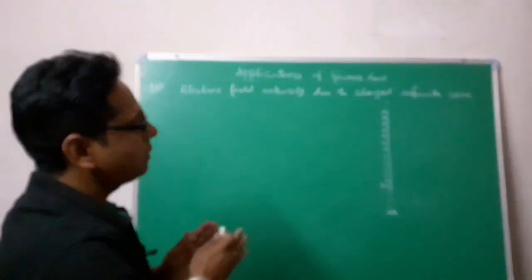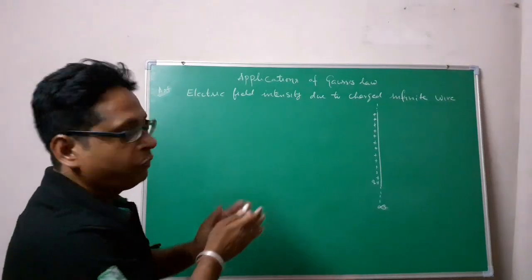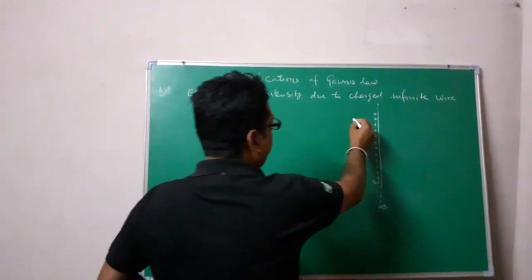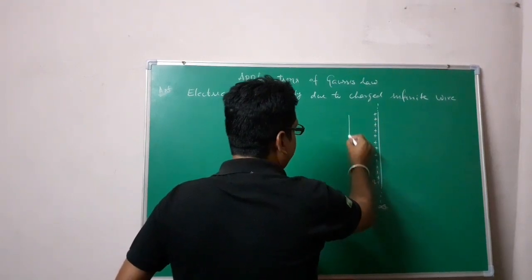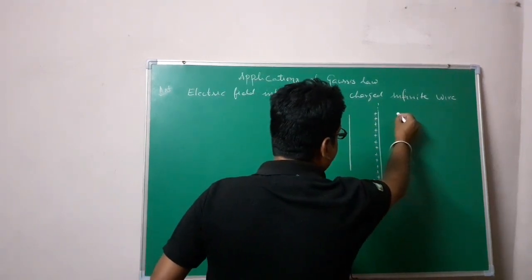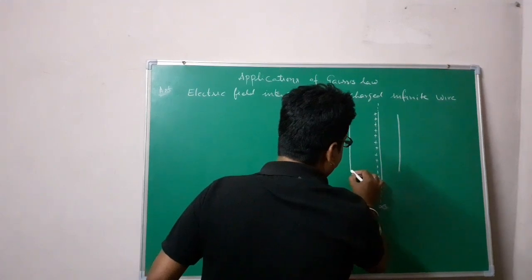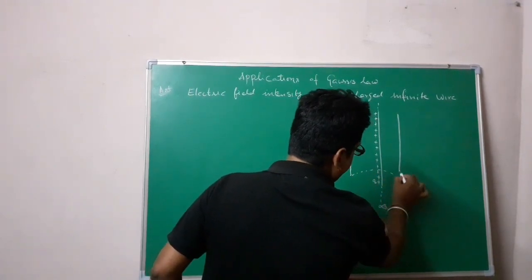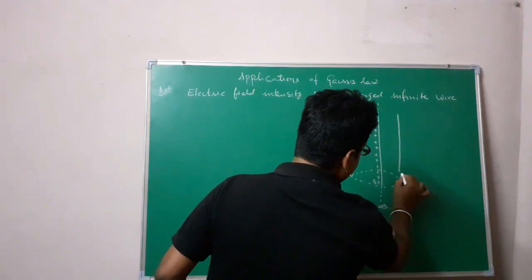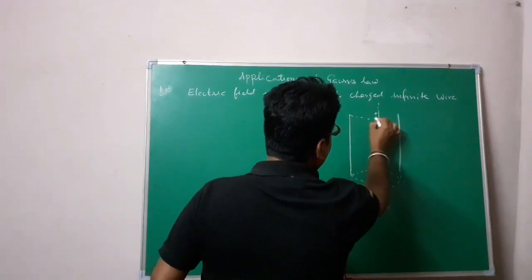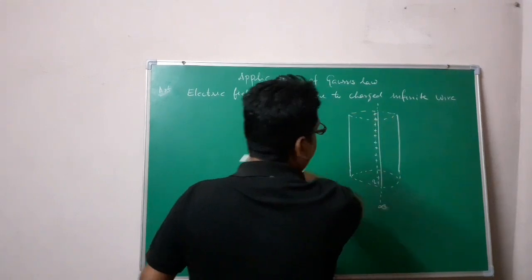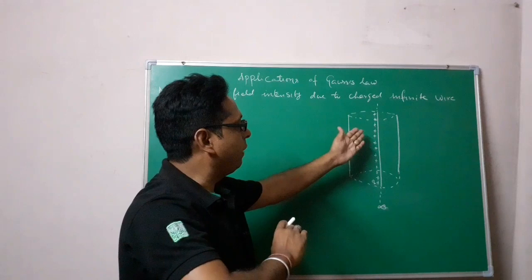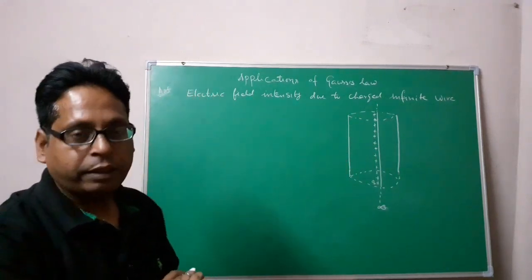What is the next step? We have to draw a Gaussian surface around the wire. This is the Gaussian surface, and it will take the shape of a cylinder on both sides. This Gaussian surface is cylindrical because the wire is cylindrical in form.